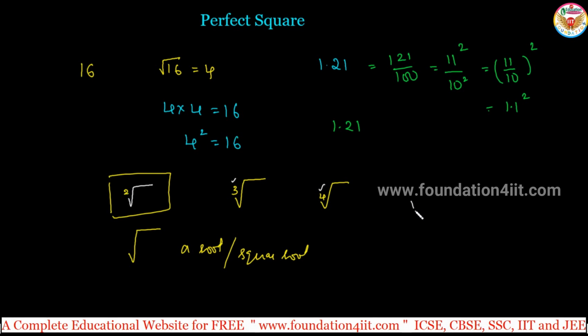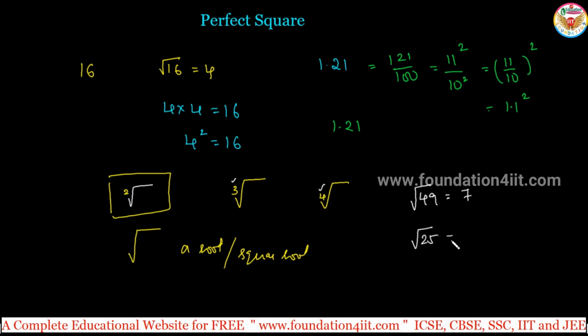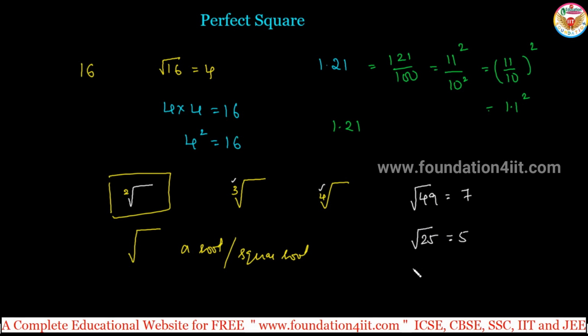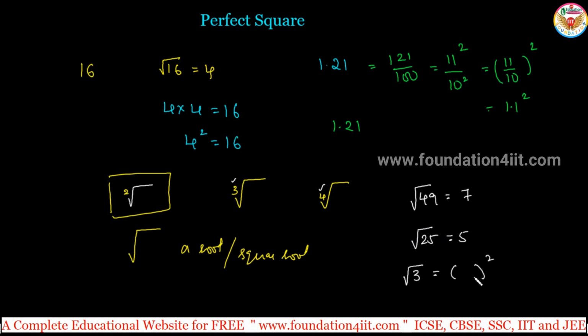That's why the square root of 49 is 7, so 49 is a perfect square. Same, the square root of 25 is equal to 5, because 5 into 5 is 25, so 25 is a perfect square. So a number whose exact square root can be obtained is called a perfect square. But for the square root of 3, we can't write it as the square of some number. So 3 is not a perfect square.